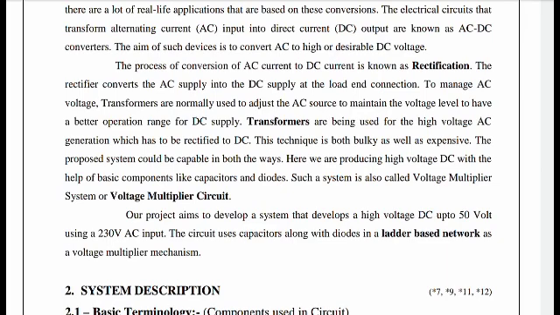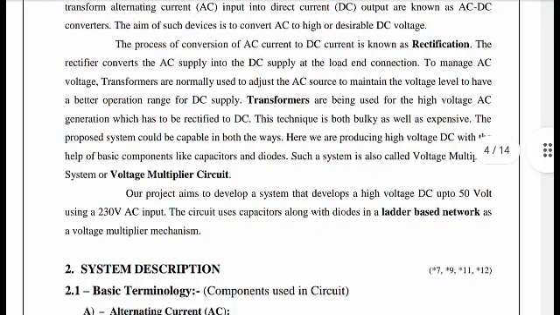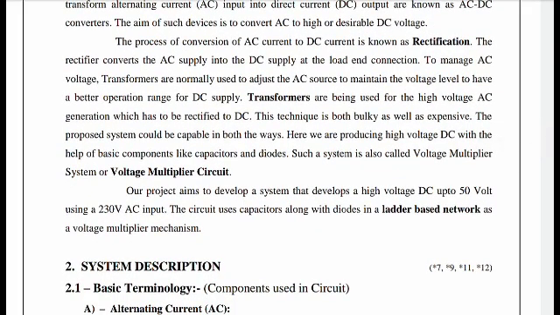The process of conversion of AC current to DC current is known as rectification, in which rectifiers convert AC supply into DC supply, and transformers are used for the high voltage AC generation, which has to be rectified to DC. Here we are producing high voltage DC with the help of basic components like capacitors and diodes, in which diodes convert AC to DC and capacitors ultimately increase that voltage.